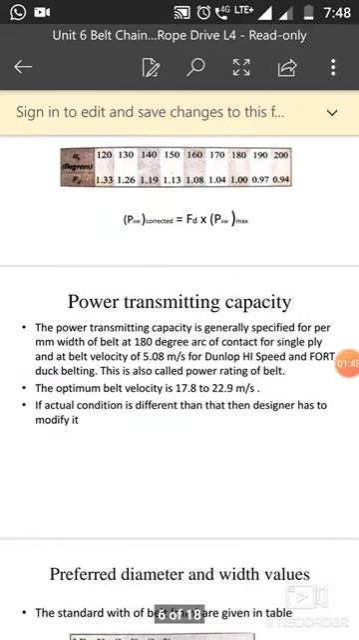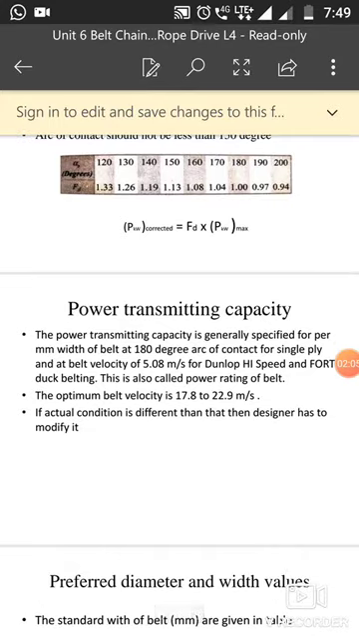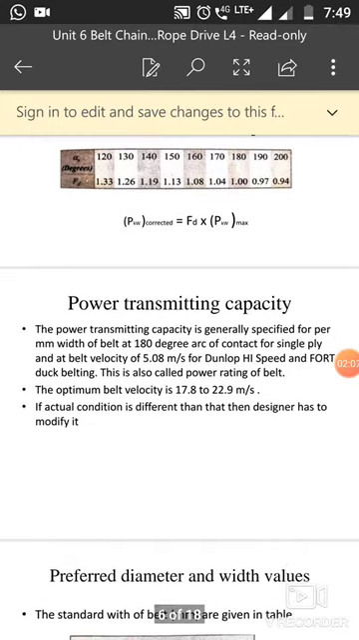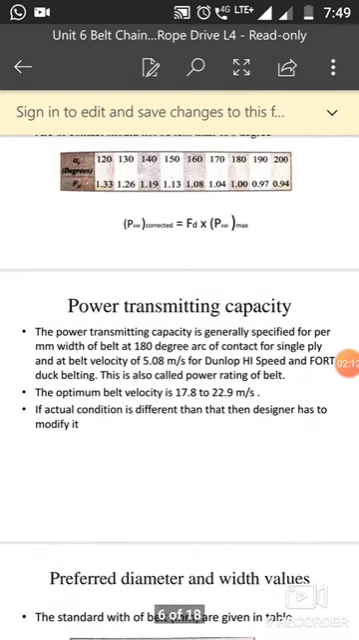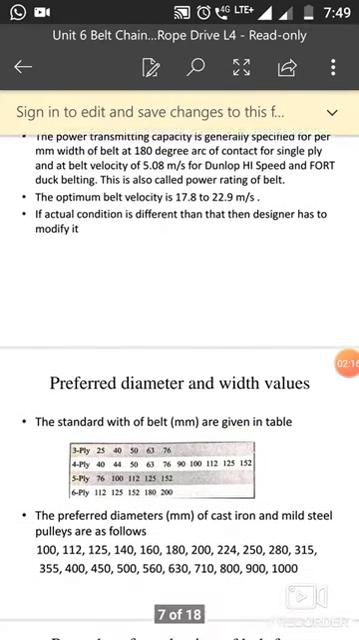And the third thing is what? Power transmitting capacity. Generally in the manufacturing catalog they provide a power rating. And the power rating will be given for what? For 180-degree arc of contact, 1 mm width of belt and single ply. For that condition they have given a power rating with a belt velocity of 5.08 meter per second, but our velocity will be different than that, so that's why we need to modify the power rating. And we have to select a belt from the manufacturing catalog.